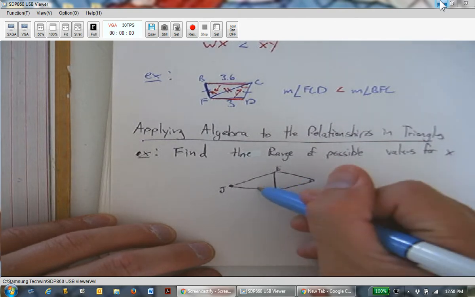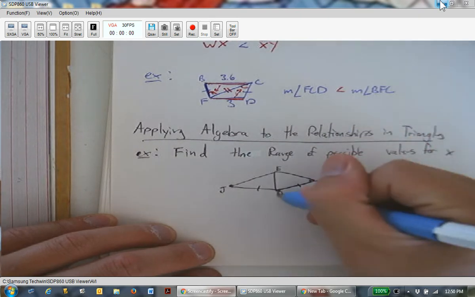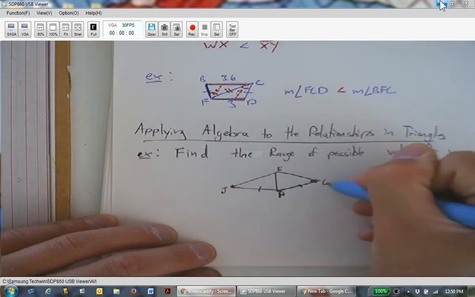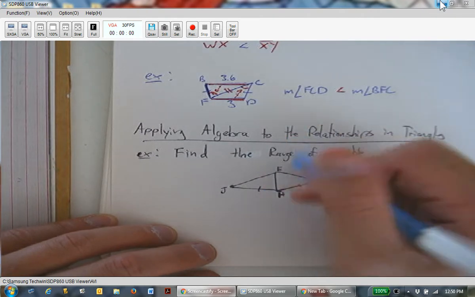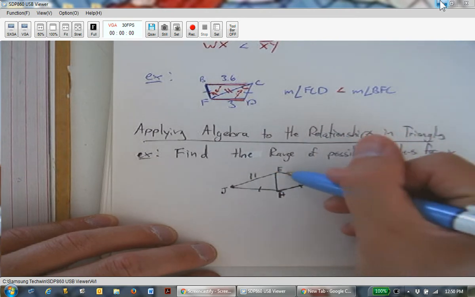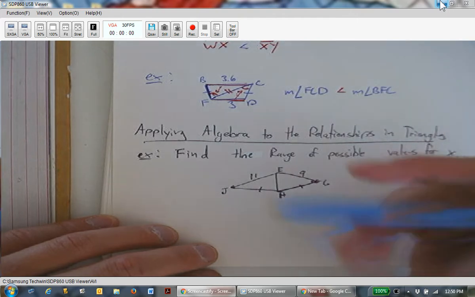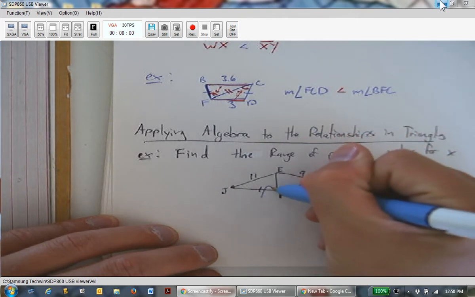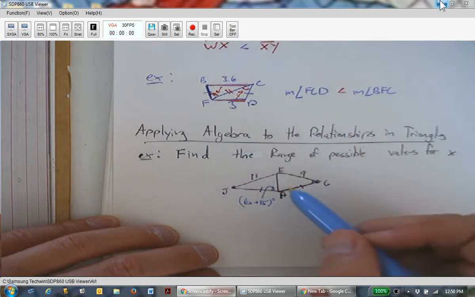And I'm going to say JH is congruent to HG. This is a point G. So HG is going to be congruent to JH. JE is going to be 8, and then EG is going to be 9 units long. And in the corners here, this corner over here, it's 6x plus 15 degrees. That's how many degrees it is, okay? That's an angle measure right here.